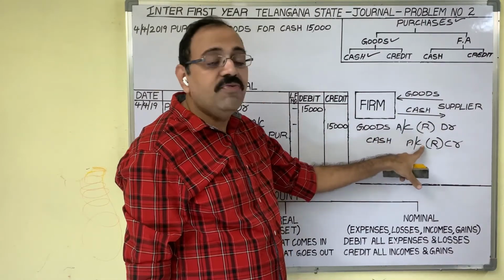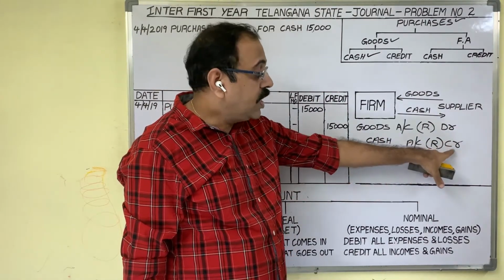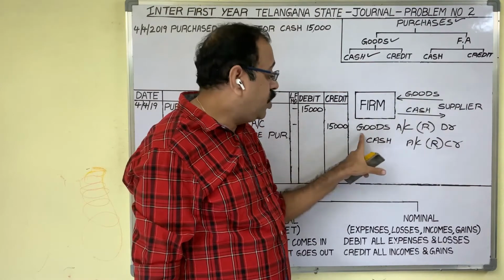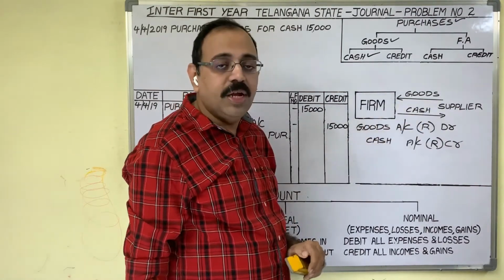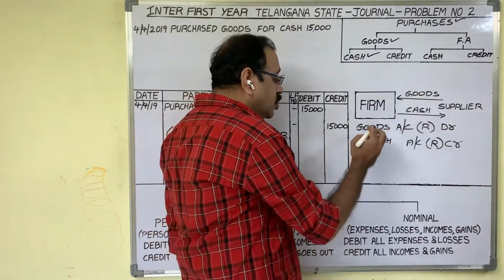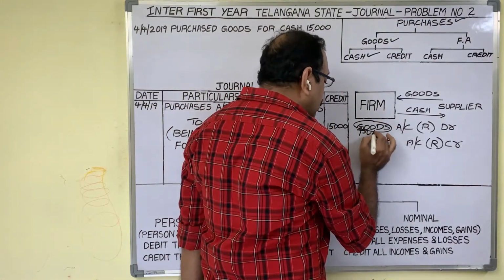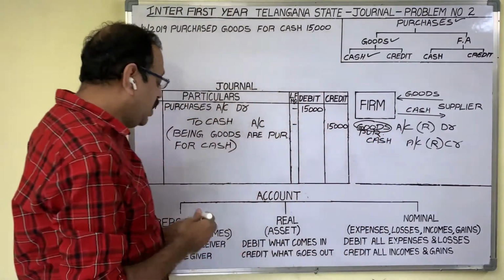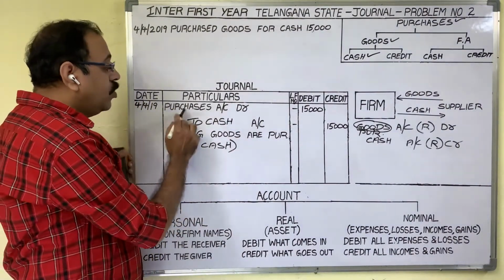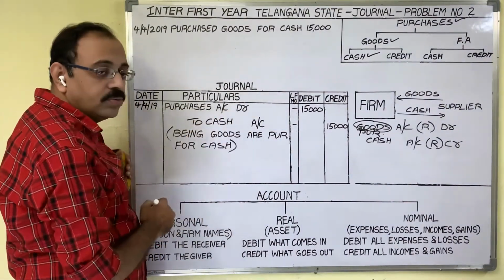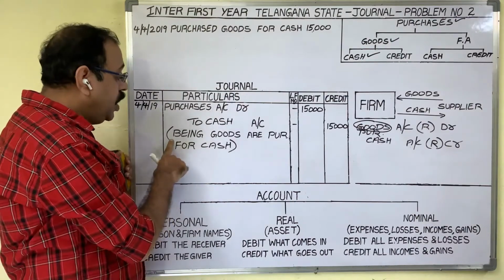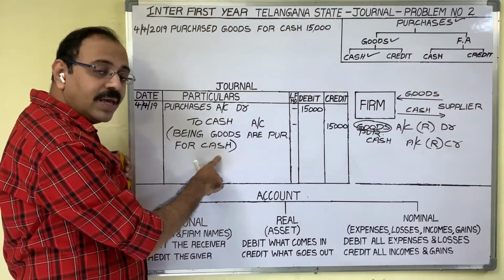Cash is going from the firm. Therefore, credit cash account. When goods account comes in debit, instead of writing the word goods, we should write purchases. Then the final entry is purchases account debit to cash account. Narration: being goods are purchased for cash.